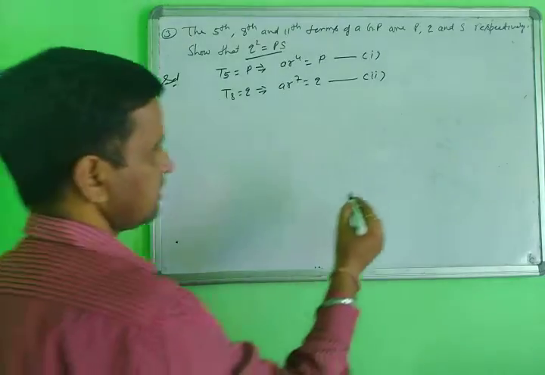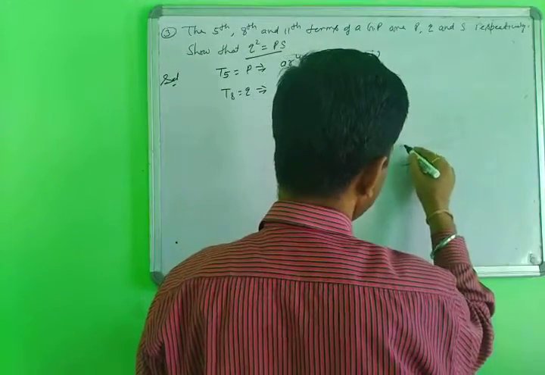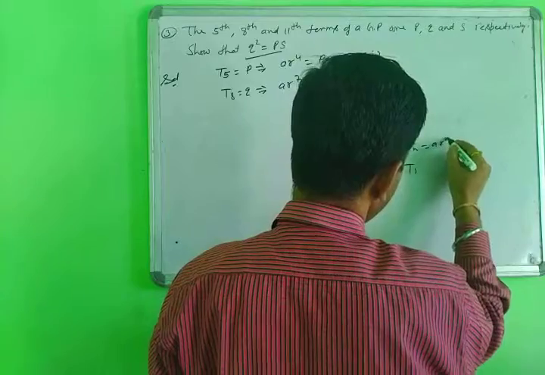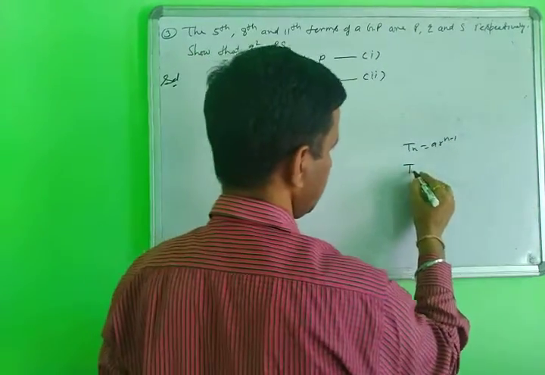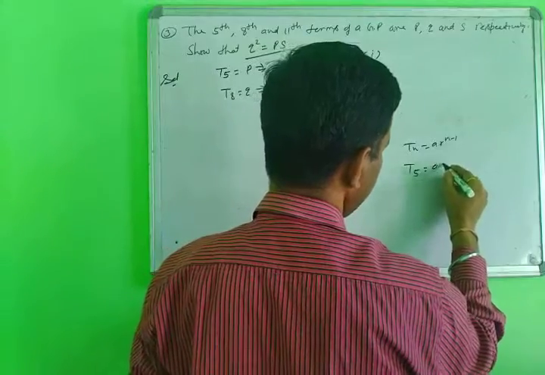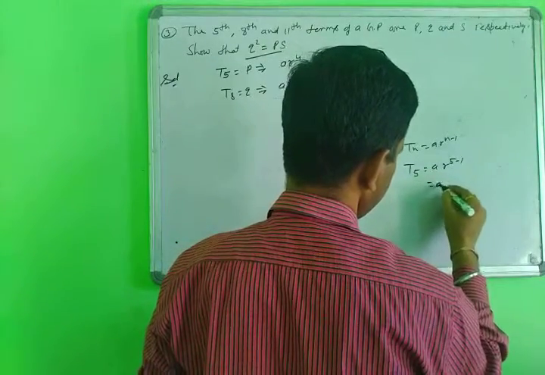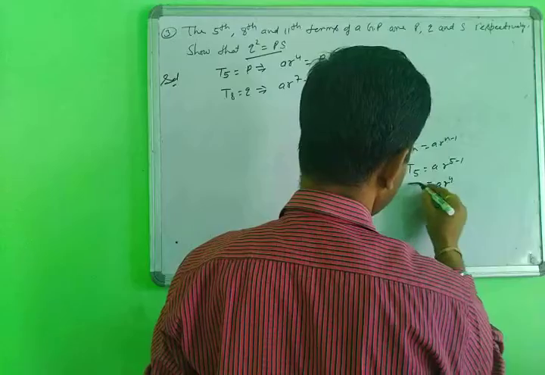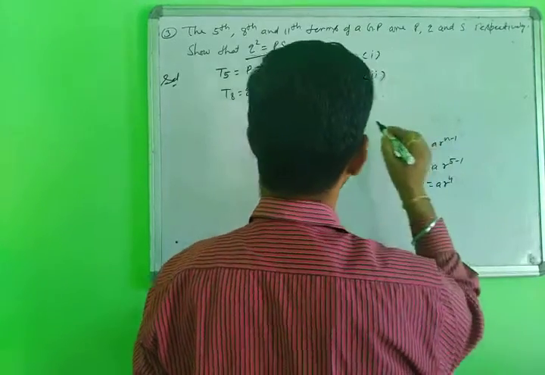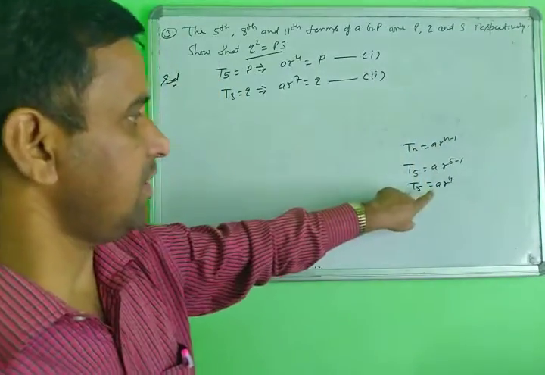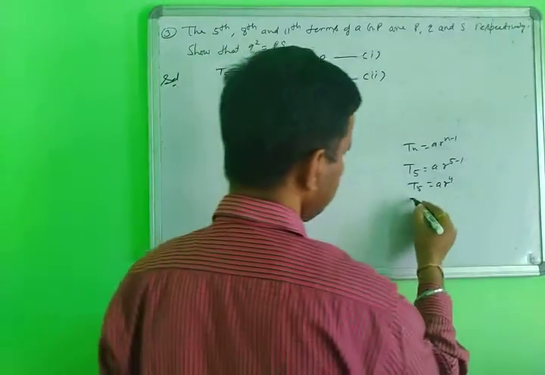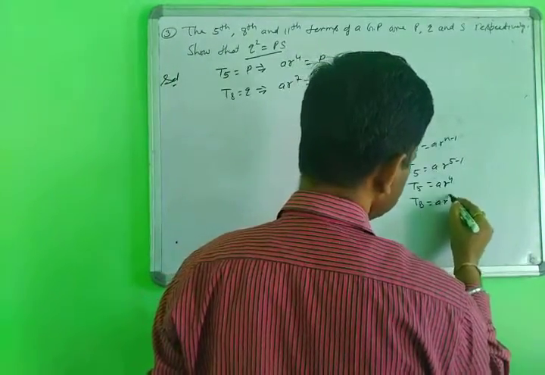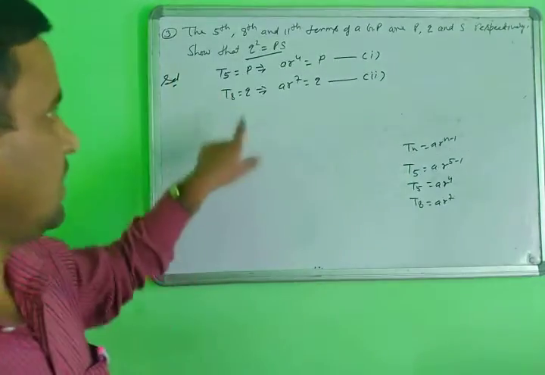What is the meaning of T5? The general term Tn equals AR^(n minus 1). You put n as 5 here. What is the value of AR^(5 minus 1)? The value is AR^4. So the value of T5 is AR^4. Same thing here, the value of T8 equals AR^7.